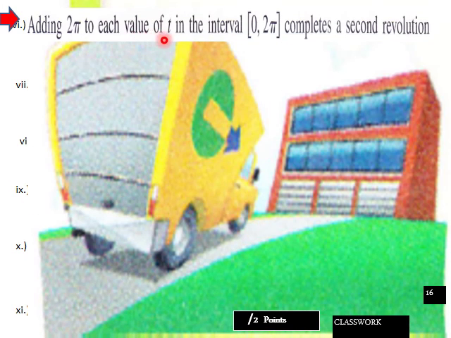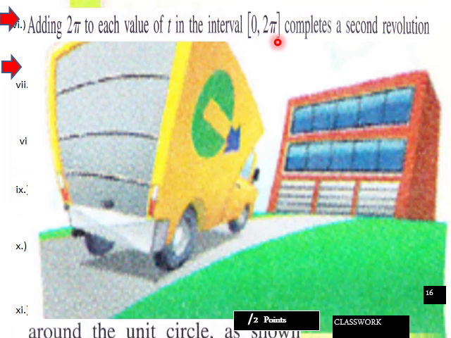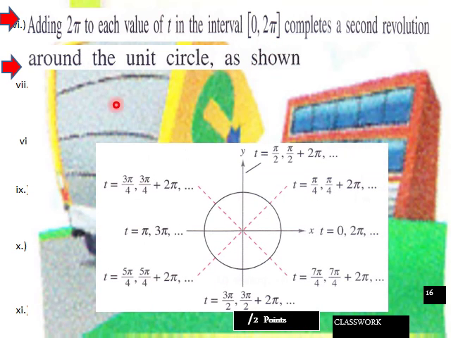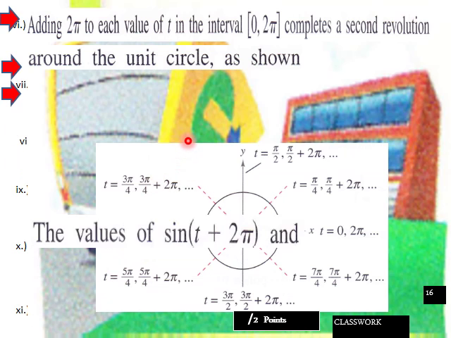Adding 2 pi to each value of t in the interval 0 to 2 pi completes a second revolution around the circle as the unit circle is shown. So 2 pi is one complete revolution here. Then if you want to go beyond it, you just add, like, 2 pi plus pi over 4, etc. Then if you want to go one complete revolution and then 3/4 pi more, you just add 2 pi to your 3/4 pi.